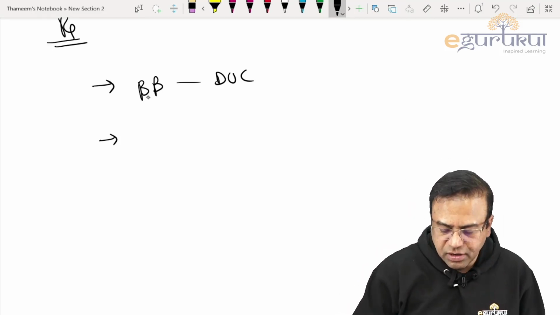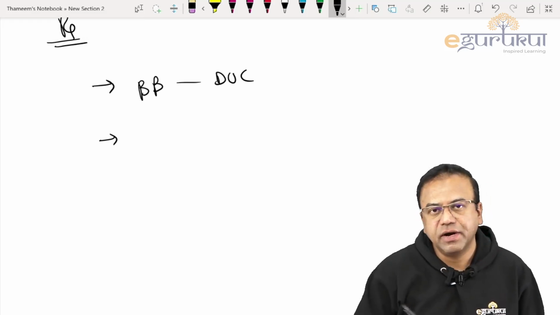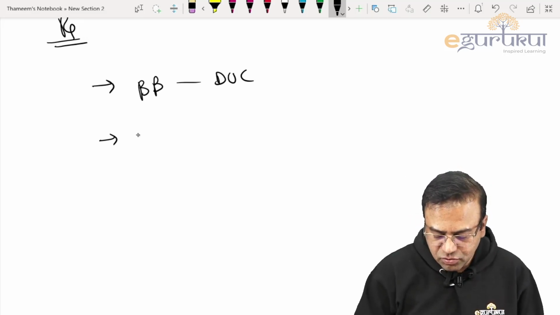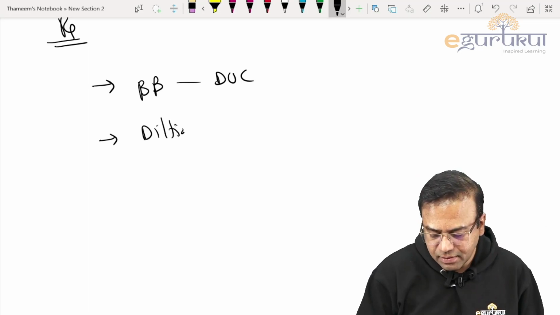So we can use a drug like beta blocker. If there is a contraindication for beta blocker, then we use the L-type calcium channel blockers, which is diltiazem and verapamil.